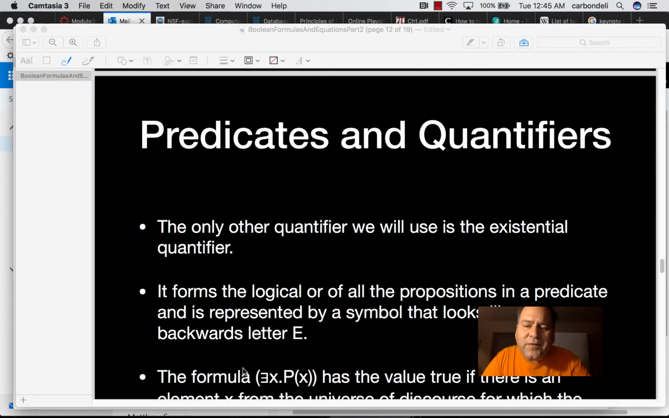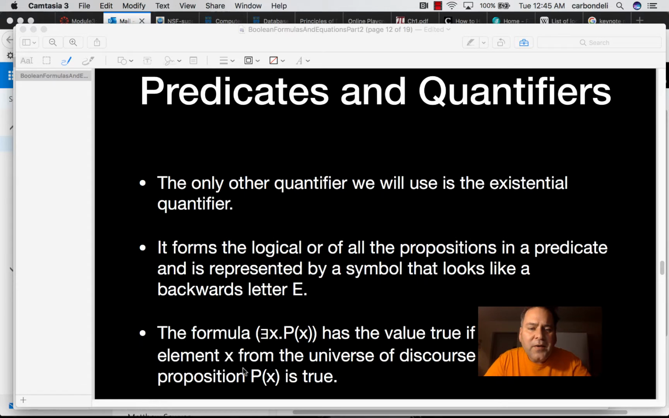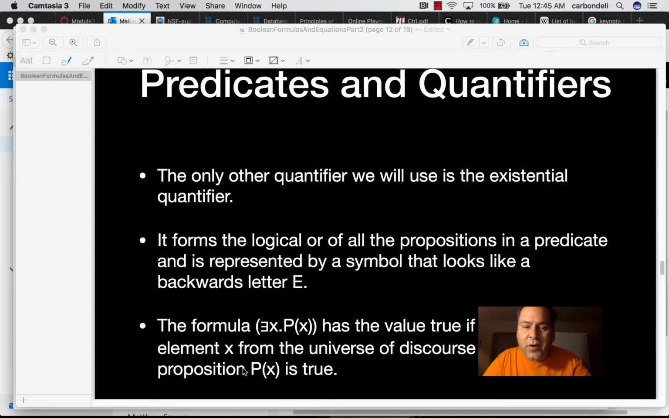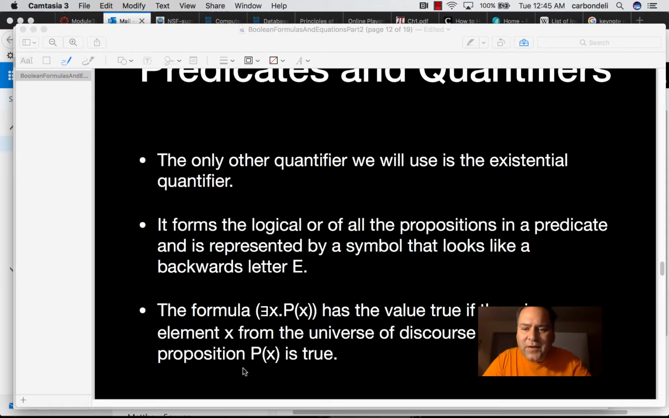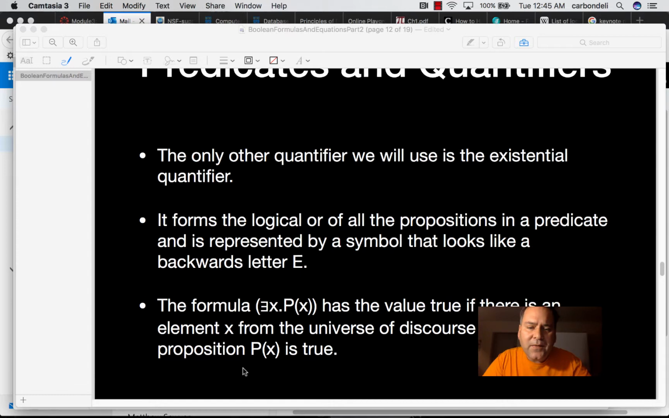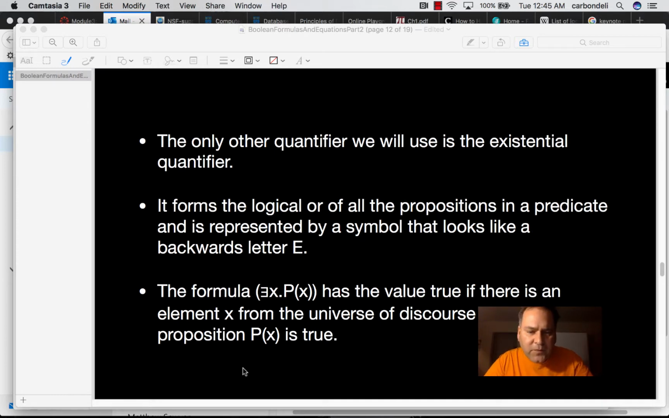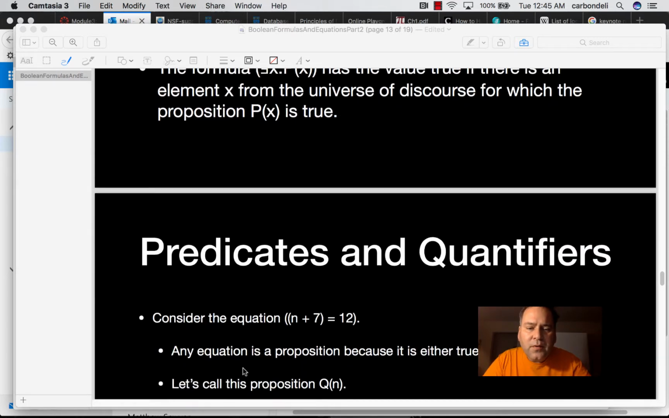The only other quantifier we will use is the existential quantifier. It forms the logical OR of all the propositions in a predicate and is represented by a symbol that looks like a backwards letter E. The formula for some X, P of X, has the value true if there is an element X from the universe of discourse for which the proposition P of X is true.